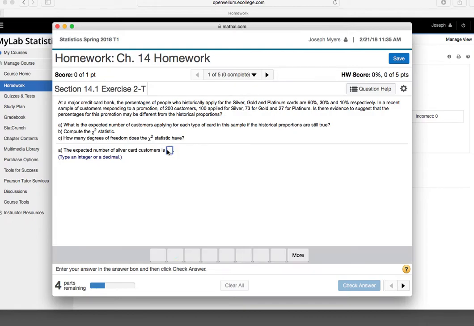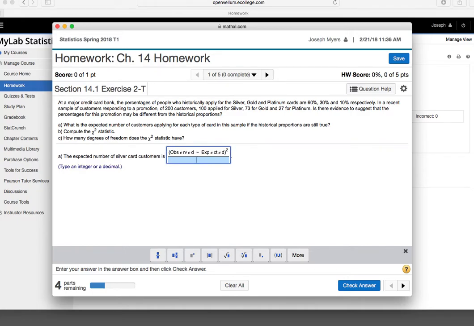And the way you calculate a chi-square statistic is you do the observed minus expected, parentheses squared, all divided by the expected. And then you do that for every possible number, and then you add up the results. So how do you calculate the expected number of customers?